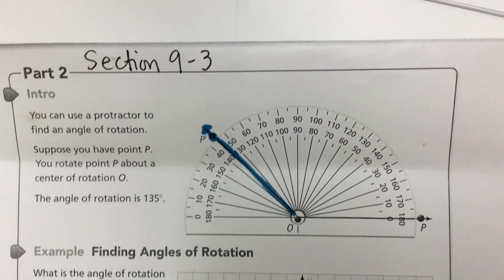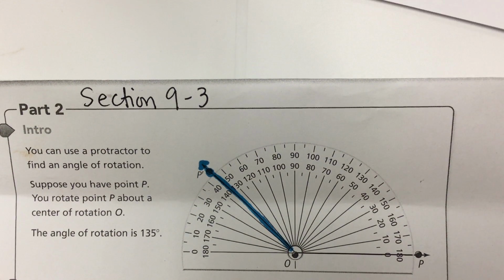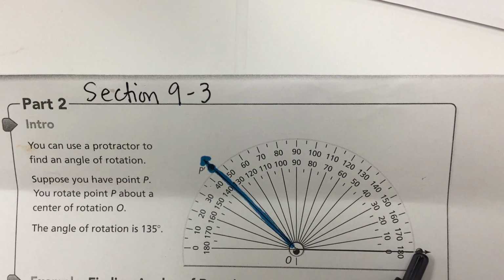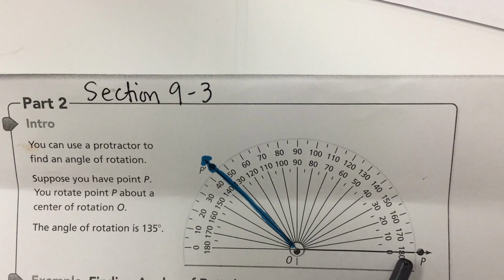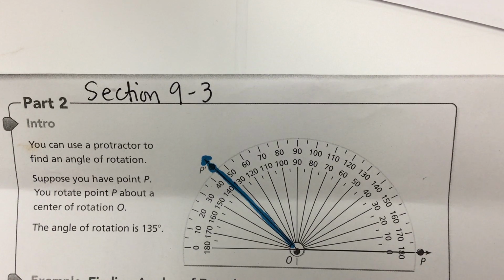So you see back here in this example that you can use a protractor to find an angle of rotation, all right? Suppose you have point P. You rotate point P about a center of rotation O. So here we have point P, center O. It's rotated around to P prime. So what is the angle of rotation given here? Well, again, you can take your protractor or just look at this one that I have here.